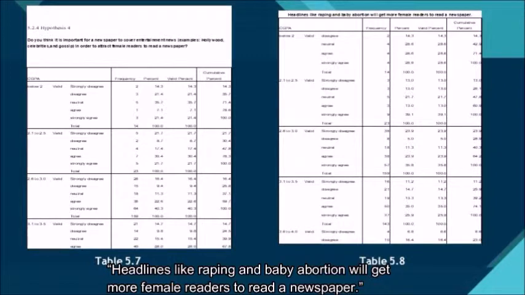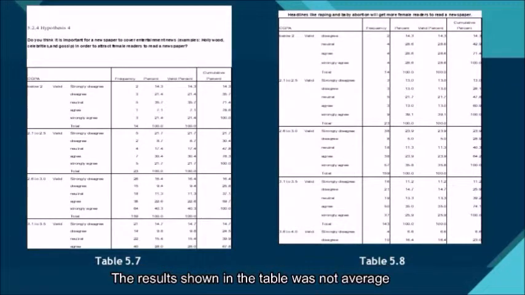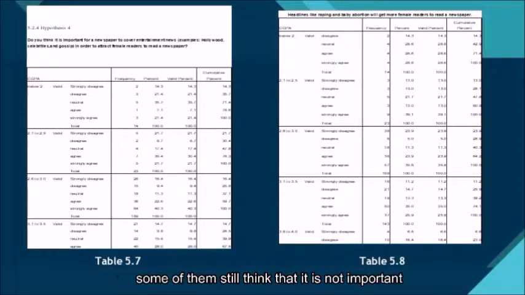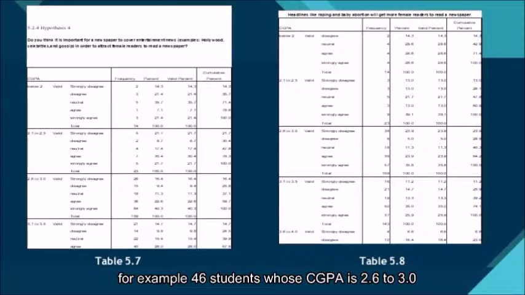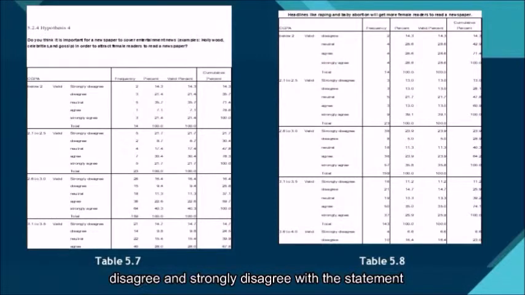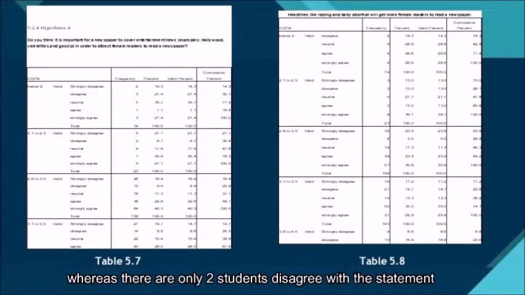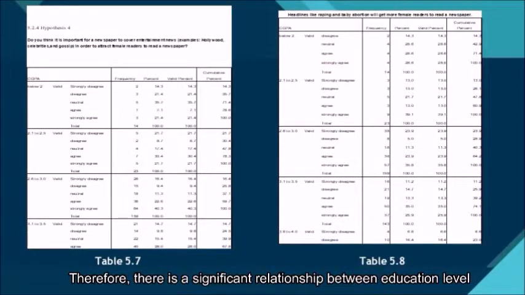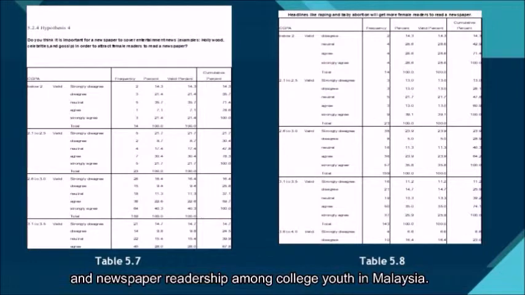Headlines like raping and baby abortions will get more female readers to read a newspaper. The result shown in the table was not average. Some of them still think that it is not important. For example, 46 students whose CGPA is 2.6 to 3.0 disagree and strongly disagree with the statement, whereas there are only 2 students disagree with the statement. Therefore, there is a significant relationship between education level and newspaper readership among college youth in Malaysia.